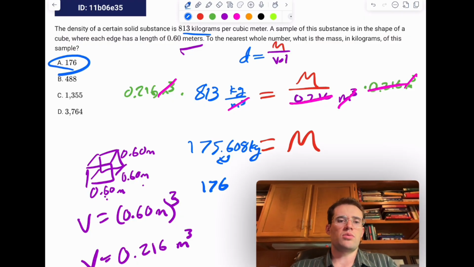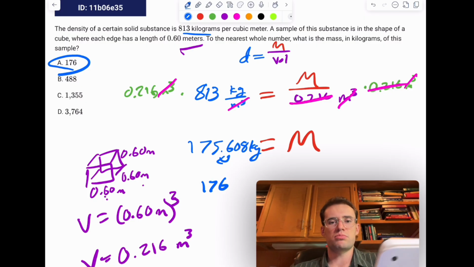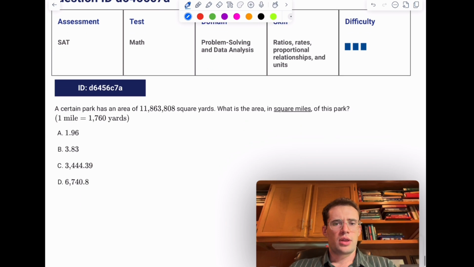Right, if you want to check it, just do 176 divided by the volume that we had. So I'm going to write 176 divided by 0.6 divided by 0.6 divided by 0.6. It does give me 814.814. That's very close to 813. If you did the same thing with the other ones, it would be much further off. So that would be that one.